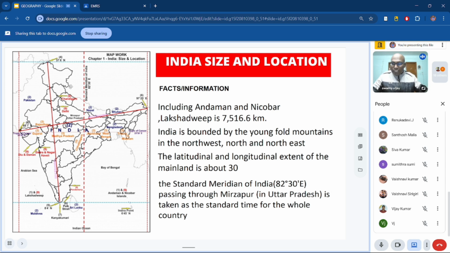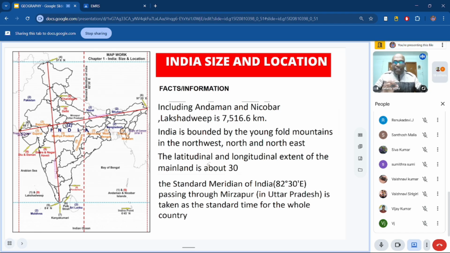India is bounded by the fold mountains in the northwest. This is the directions I am showing, north and south, east and west. So India is bounded by the fold mountains in the northwest, north and northeast. The latitudinal and longitudinal extent of the mainland is about 30 degrees. That means from east to west, the difference in longitude is 30 degrees. That means for each 4 degrees, the gap is 1 minute. So the difference between east and west is 30.